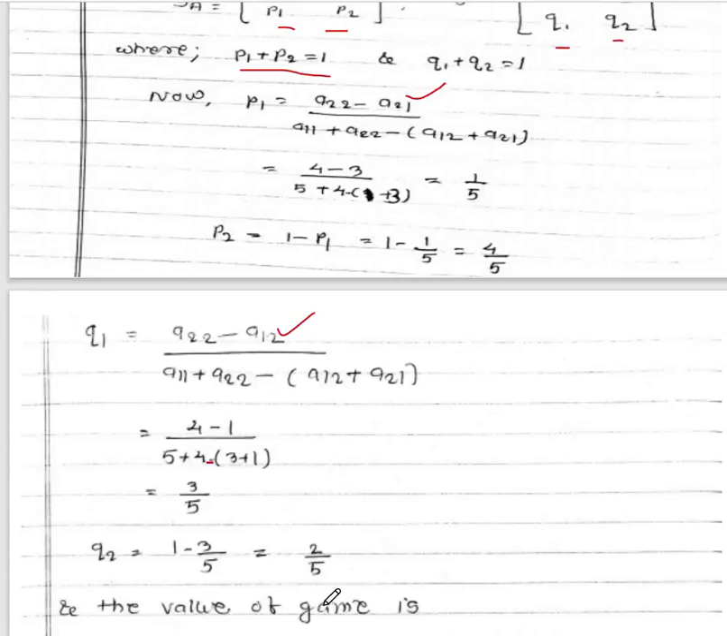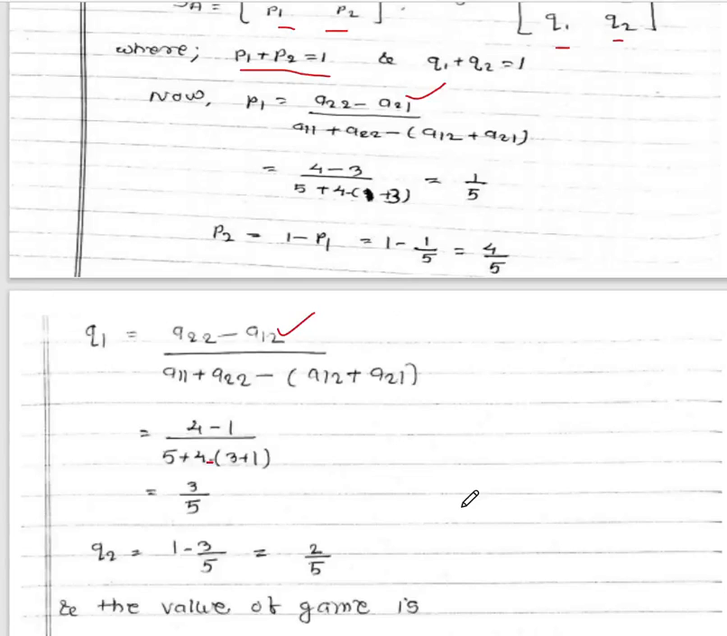The values of q1 and q2 must satisfy this condition: if we add q1 plus q2, it must be equal to 1. So q1 and q2 satisfy this condition, and p1 and p2 also satisfy this condition. Thus we can say that our p1, p2, q1, q2 values are right.